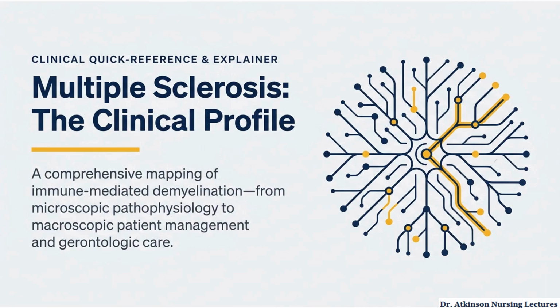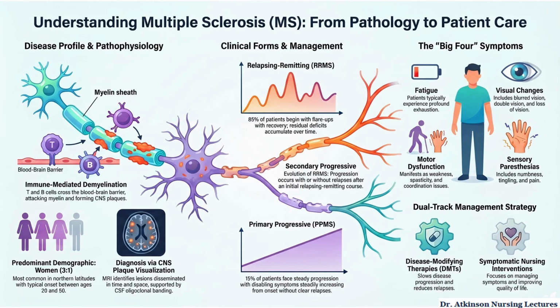Today we are reviewing multiple sclerosis, or MS. MS is an immune-mediated disease that attacks the central nervous system, specifically the myelin surrounding nerve fibers. When myelin is damaged, nerve signal transmission slows down or becomes disrupted. That's why patients can develop symptoms involving vision, balance, sensation, strength, cognition, and coordination. MS is progressive, unpredictable, and affects each patient differently depending on where demyelination occurs.